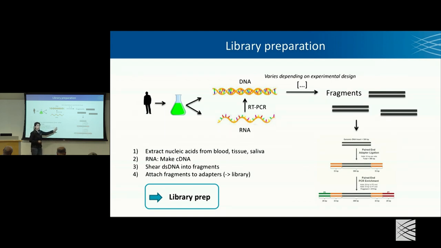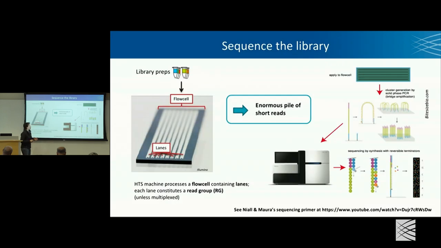So that first step is called library preparation, and that produces a library of DNA for your sample. Then we sequence the library. Here we were showing a classic Illumina flow cell with 8 lanes. We're going to put some aliquots of the library in the lanes. Sequence, the machine does its magic. Again, I refer you to Neil and Moore's excellent primer on how that works. And the result is you get an enormous pile of short reads.